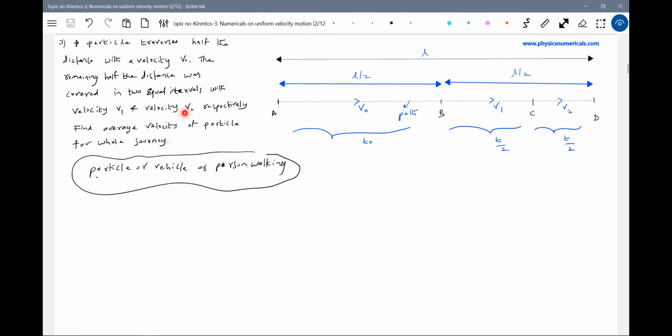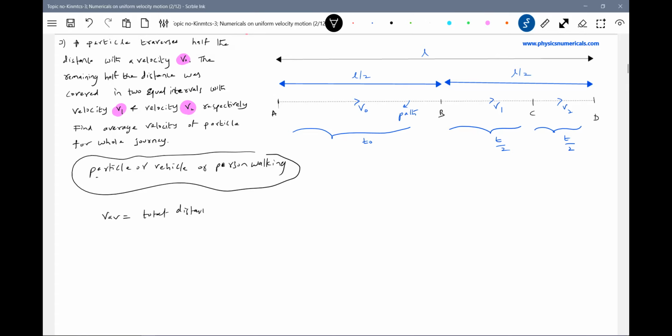You see that one. What are the known things? The known things are only V naught, V1, V2. Our answer should be in terms of V naught, V1, and V2. So first we'll write the expression in terms of all the things we have indicated in the diagram. Then we'll see how we can eliminate the assumed things. So what is the basic definition of average velocity?